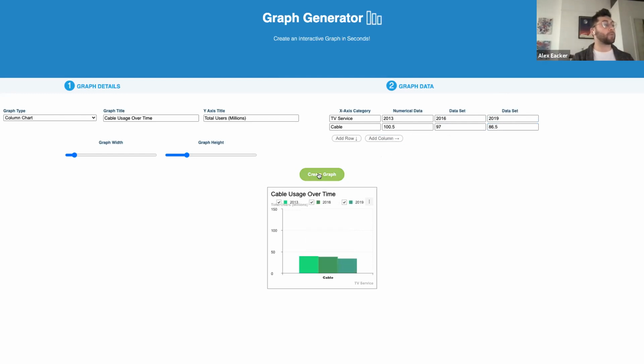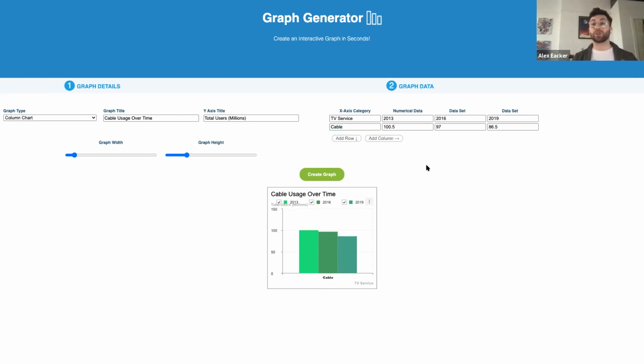Now, if I hit Create Graph, what we notice is the graph changed. It includes three different categories, right? 2013, 2016, and 2019. And it shows how many total users there are for each of those. And we'll notice that this is still under the category of cable, right? So each of these items is completely related to cable.